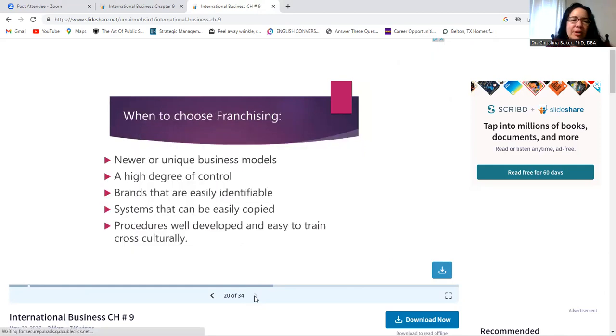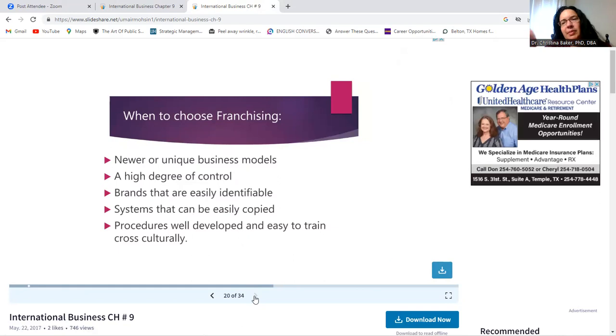When you want to choose to do franchising, think of McDonald's. Those are some examples. They are newer, unique business models with a high degree of control, brands are easily identifiable, and systems can be copied. Procedures are well developed and easy to train.